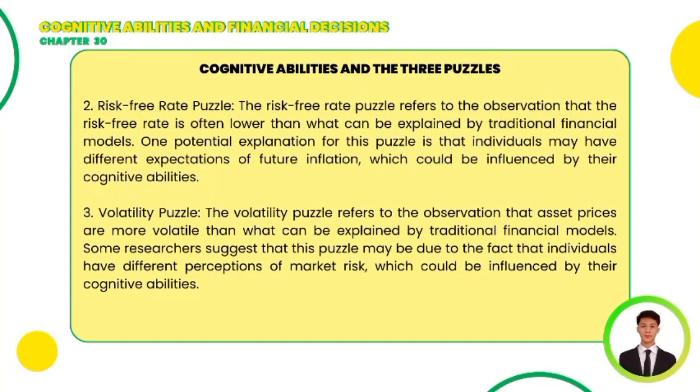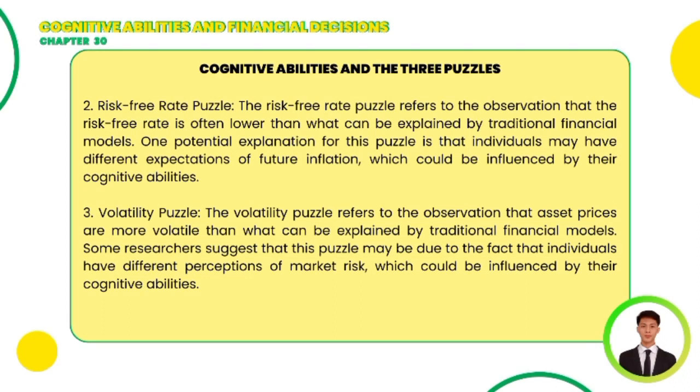Next is the risk-free rate puzzle. The risk-free rate puzzle refers to the observation that the risk-free rate is often lower than what can be explained by the rational financial models. One potential explanation for this puzzle is that individuals may have different expectations of future inflation, which could be influenced by their cognitive abilities. For example, individuals with higher cognitive abilities may be better able to process and interpret economic information, leading to more accurate inflation expectations.